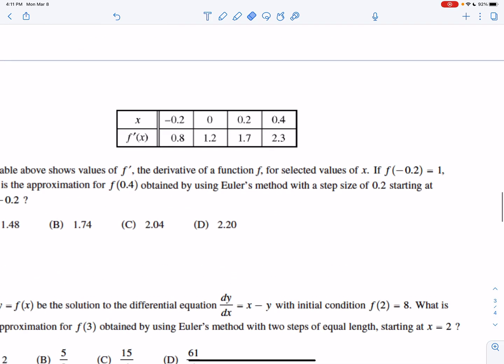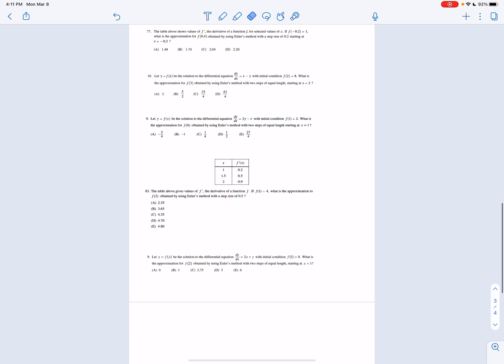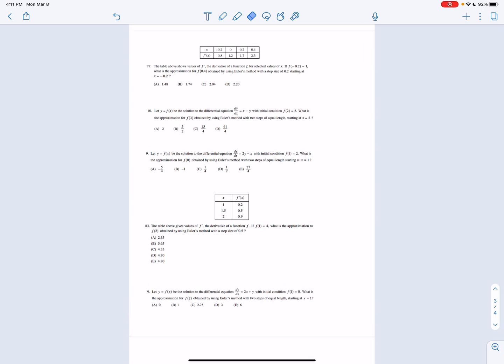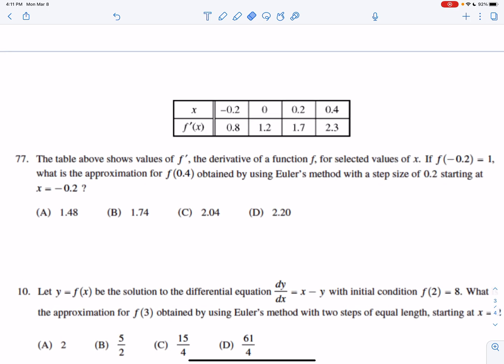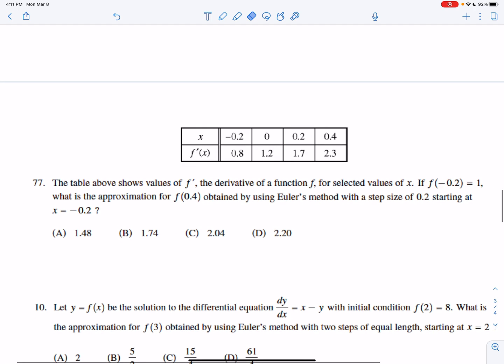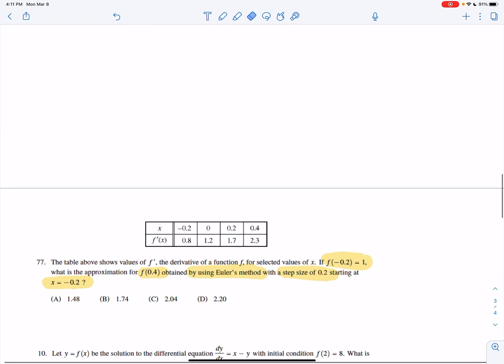Okay, here we go. So these 4, 5 questions are AP released questions, okay? So we're going to start off with the first one here. The table above shows values of the derivative for selected values of x. If f of negative 0.2 is equal to 1, what is the approximation for f of 0.4 using Euler's method with a step size of 0.2 starting at negative 0.2? Okay, there's a lot going on here, but let me paint this out for you, okay?